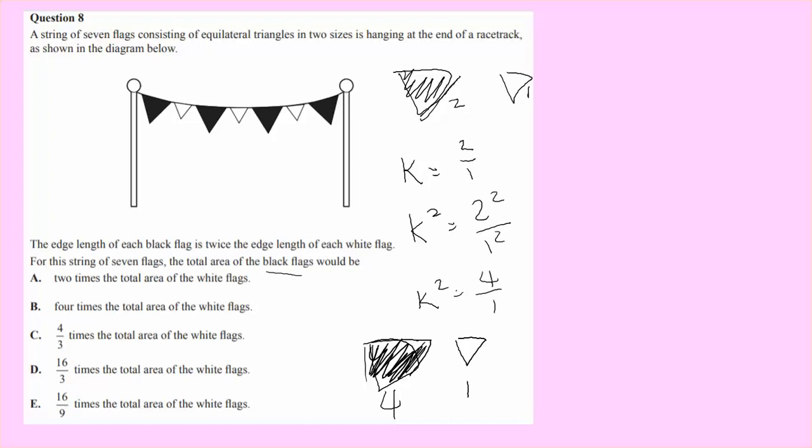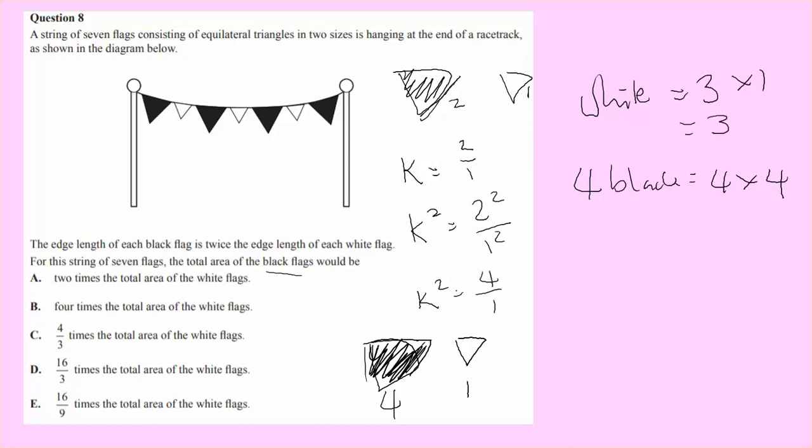Okay, how many flags of each do I have? I have 3 white flags. And I have 4 black flags. And their area is times 4. So I've got 3 white flags, 3 times 1 because their area is 1. I've got 4 black flags, 4 times 4 because their area is 4, 16. So for the string of 7 flags, the total area of the black flags is 16, and this would be 16, the black over the white 3. So 16 over 3 times the total area of the white flags.